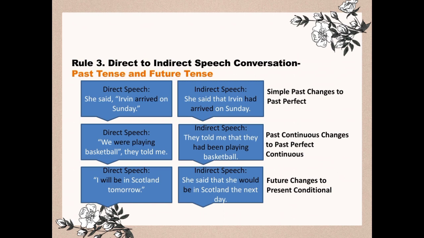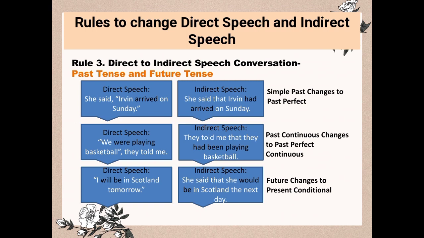Now, rule number 3. Past tense and future tense. Simple past changes to past perfect. She said, Irvin arrived on Sunday. So it changes to past perfect. She said that Irvin had arrived on Sunday. Past continuous changes to past perfect continuous. We were playing basketball, they told me. So it is a past continuous. Now it changed to past perfect continuous. They told me that they had been playing basketball.